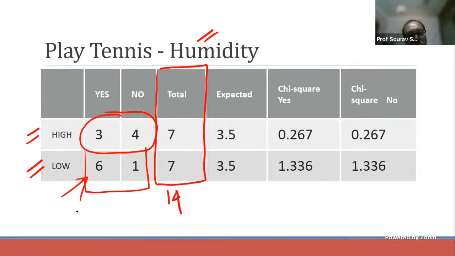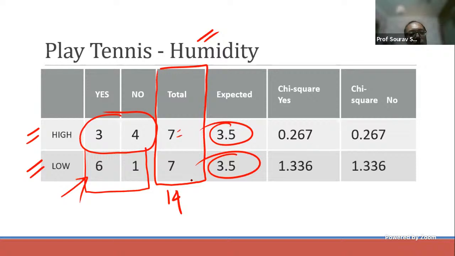Now let's assume that this high or low didn't have anything to do with my decision. So 7 records are there. I'll expect that 3.5 will go for yes and 3.5 will go for no. That is expected had this particular variable not had any kind of effect on my decision. Same for this one also. 7 records are there. 3.5 should say yes, 3.5 should say no.